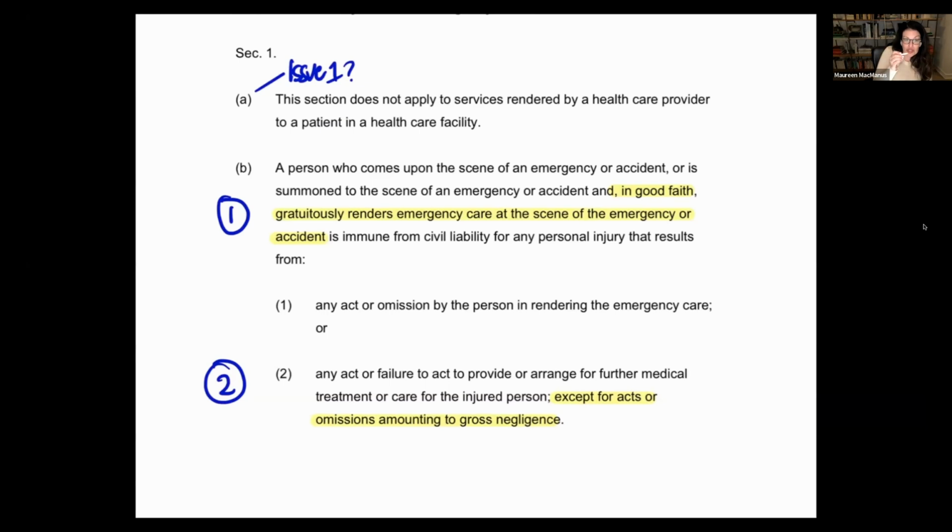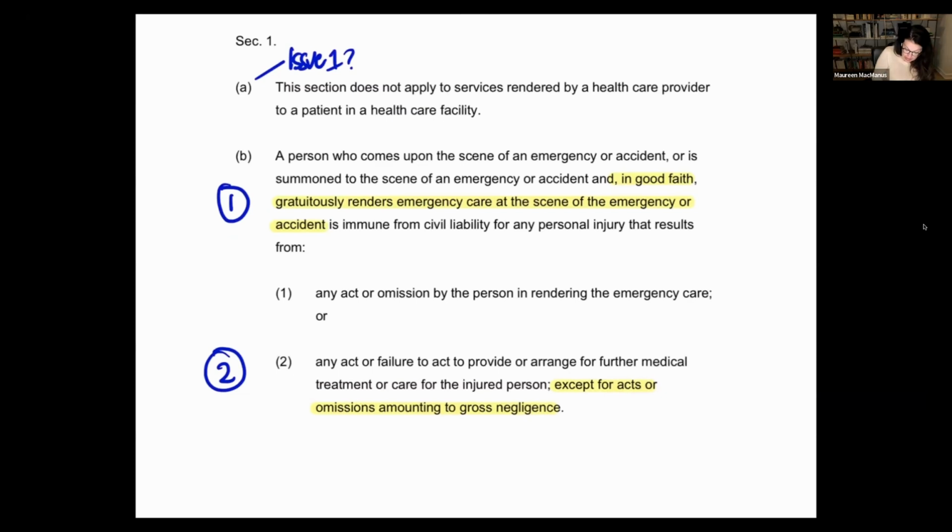But I know looking at this, what they're looking for is that I'm acting in good faith, I'm gratuitously rendering emergency care, and I'm not going to be liable for any injury that results from either of these scenarios in one or two, and that there is an exception for anything that amounts to gross negligence. So I have to show that he's gratuitously rendering the care, and that if there was an issue when I was rendering the care, I wouldn't be liable. And for any act or failure to act and provide for further medical treatment or care for the injured person, there would be no liability.